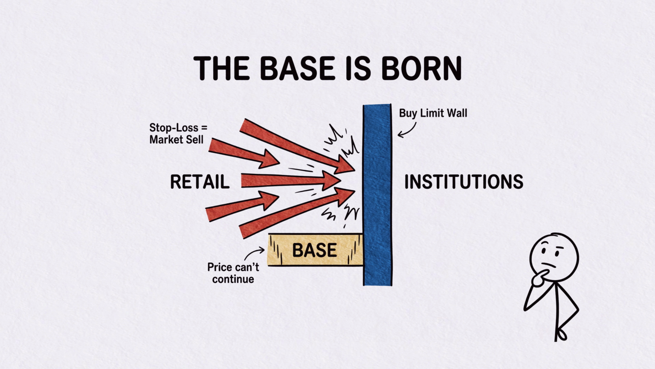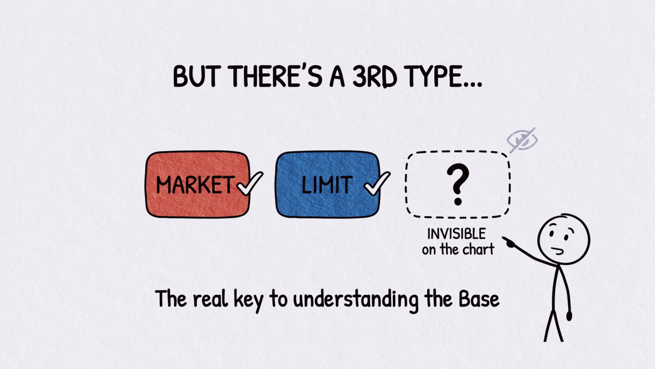That is the true nature of the base. Note, institutions also do use market orders, especially during the breakout phase when they deploy aggressive force to break structure. It's not always absolute, but knowing market and limit isn't enough.